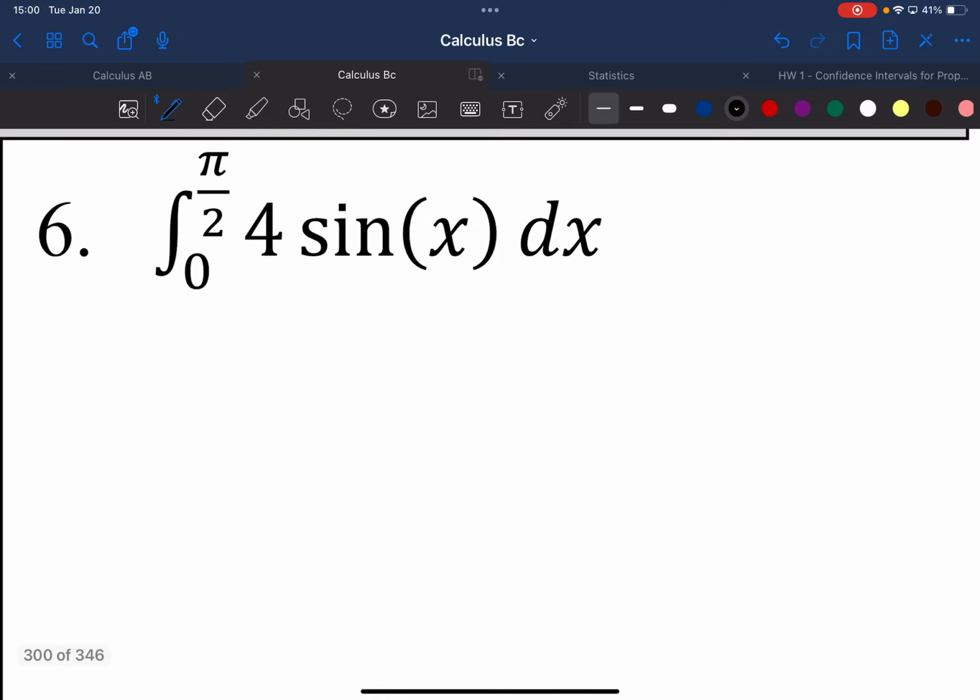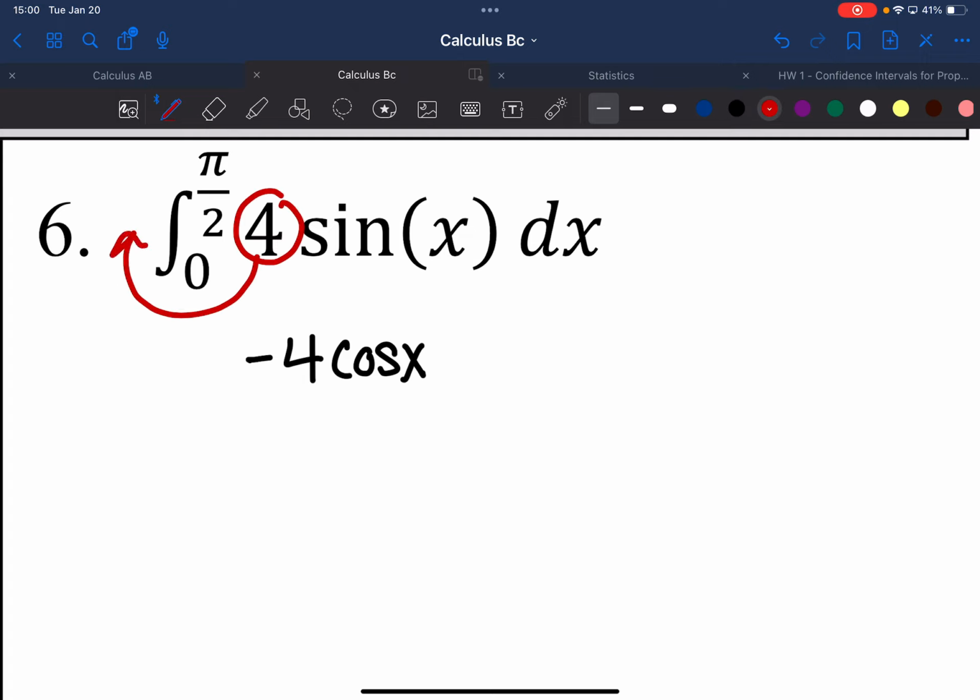Okay, number 6, we have the integral from 0 to pi halves of 4 sine x dx. So the antiderivative of sine we know is negative cosine, right? So this becomes negative 4 cosine x. The number just comes down with it because technically we could have taken this 4 and put it outside of the integral. Okay, so negative 4 cosine x.